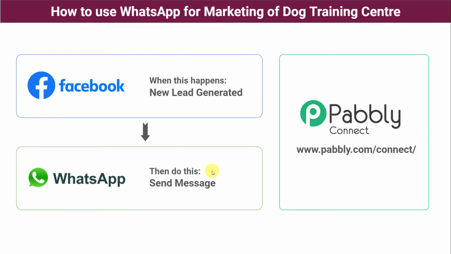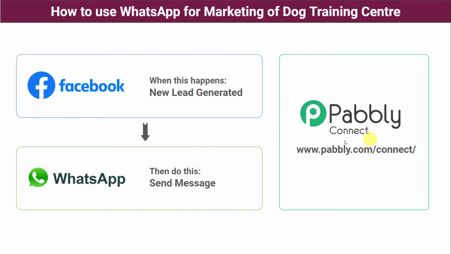The second option is you can create an automation so that whenever the Facebook lead ad form is filled, your dog training center brochure is automatically sent on the WhatsApp number of the customer. In this way, you will be able to interact with each and every lead quickly, which can ultimately bring more sales and profit to your business. But here there is a problem: there is no direct connection between Facebook lead ads and WhatsApp. So how to do this? As a solution, we are going to use Pabbly Connect.